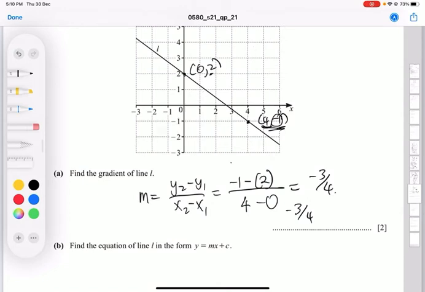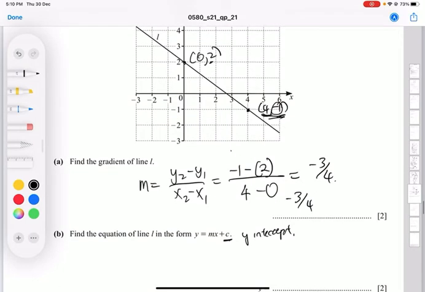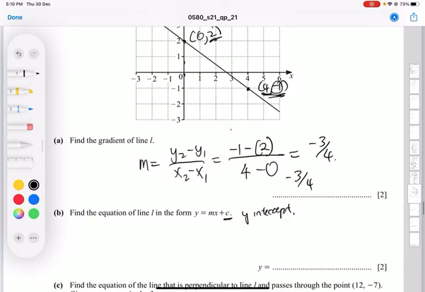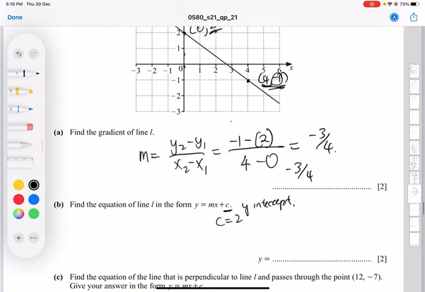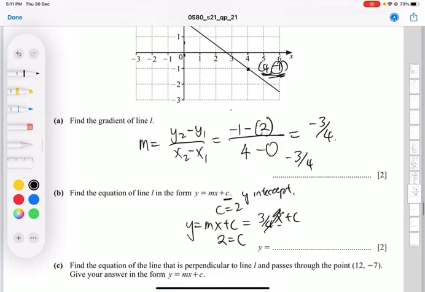Now I ask you to find the equation of the line in the form y equals mx plus c. So c here is the y-intercept, and you know what the y-intercept is. That's when x equals 0, what the y value is, and the y value is 2. So c is 2. And to check that makes sense, you can just substitute it in, right? You have y equals 3 on 4 x plus c. Now you know the point x equals 0, so this vanishes. Then y is 2 here, then you get 2 equals c. So your equation is like this.